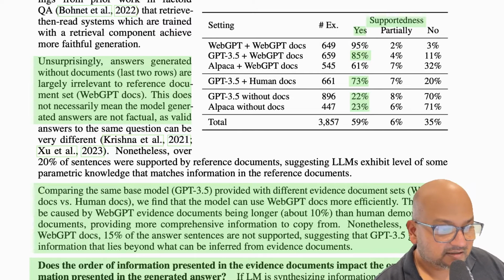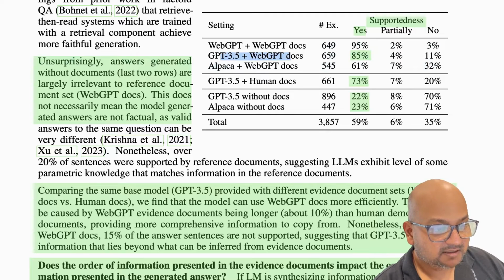So you can still see some problems with retrieval augmented generation, in that even in the case where GPT 3.5 is given relevant documents, you have about 15% of its utterances not grounded in those documents. So it's using its own world knowledge, its parametric knowledge, beyond those documents.